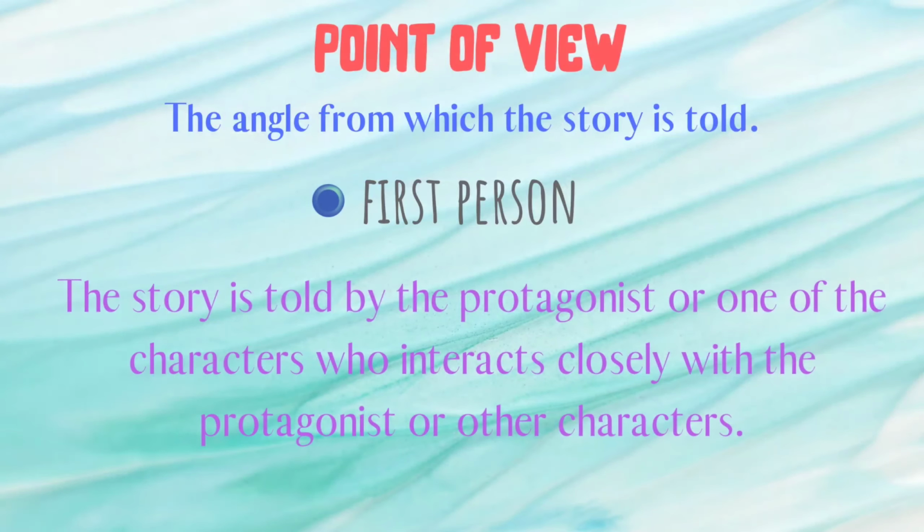Another element of a short story is point of view. It is the angle from which the story is told. First type of point of view is first person. The story is told by the protagonist or one of the characters who interacts closely with the protagonist or other characters.